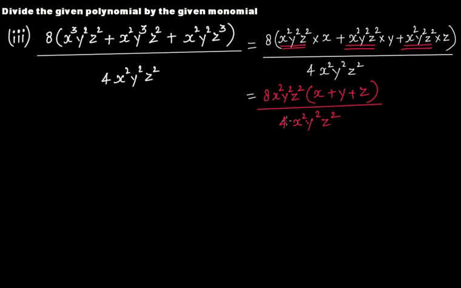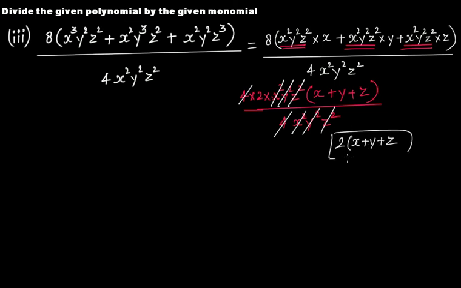Now this 8 can be written as 4 multiplied by 2, because 4 multiplied by 2 is 8. Then if you cancel this 4 and this 4, this x squared and this x squared, this y squared and this y squared, this z squared and this z squared, you are left with 2 multiplied by x plus y plus z. So this is your answer.